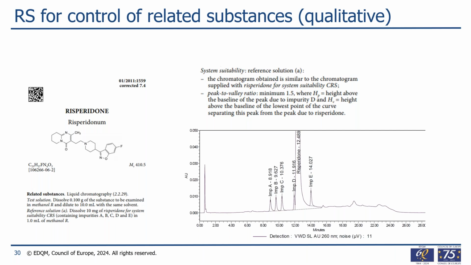Risperidone for system suitability CRS is an example of a mixture reference standard. So you can see straight away that this is more representative of what the user will observe for his substance to be examined.